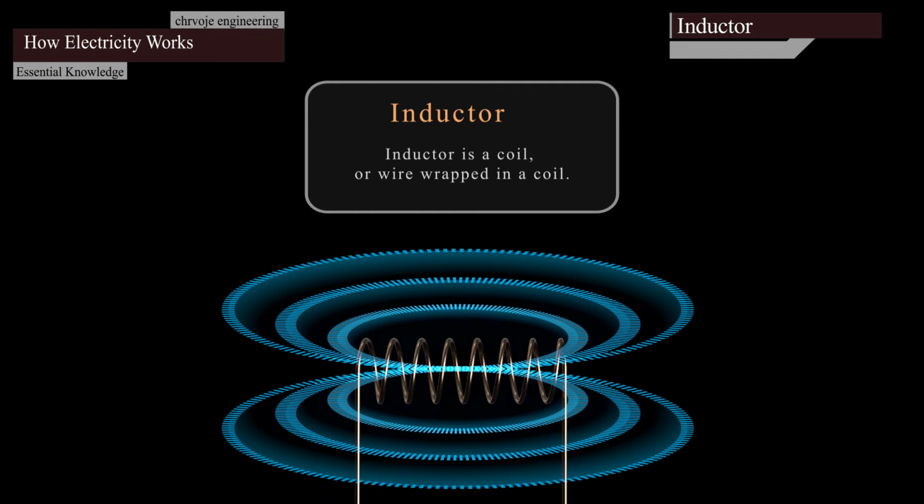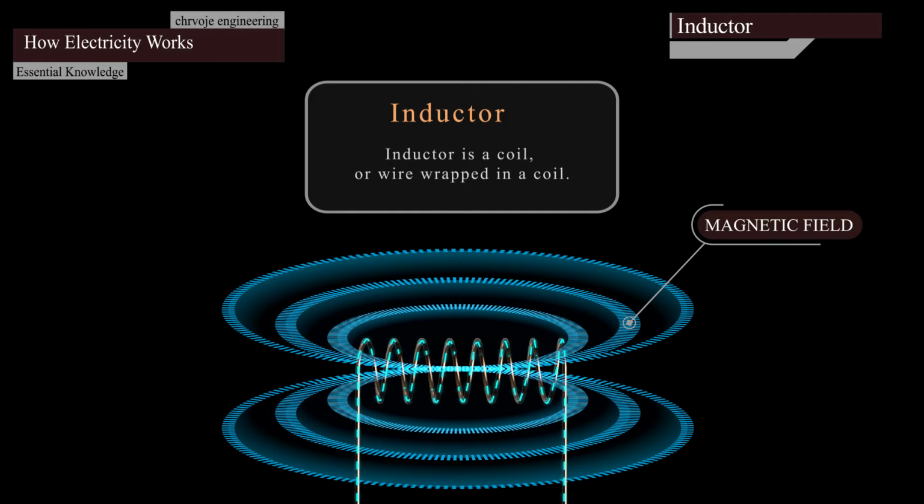An inductor is a coil, or wire wrapped in a coil. When the current passes through the coil, it will generate a magnetic field. The electric wire will naturally create an electromagnetic field by itself. It's just intensified by the coil. An inductor, or wire wrapped in a coil, stores magnetic energy in the form of a magnetic field, generated by the current in the coil.